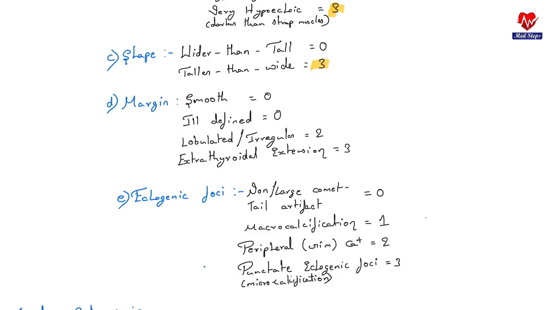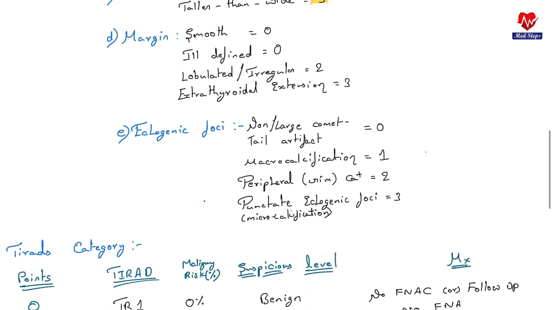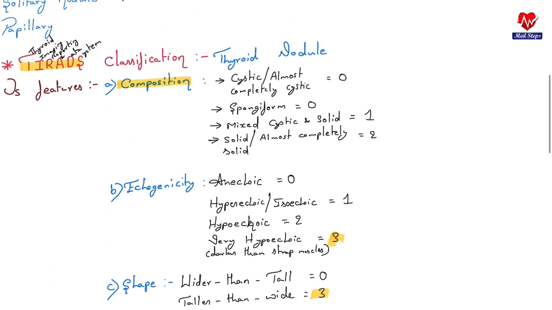And next, finally, echogenic foci, this is the main thing. If there is a large comet tail artifact, then they will give 0, and if they are suspecting macrocalcifications, they will give 1. If it's peripheral or rim calcification, they will give 2, or if they are suspecting punctate echogenic foci or microcalcification, they will give 3. So these are the main thyroid classification criteria. Based on the thyroid classification, they will mark it as TI-RADS 1 or 2 or 3.